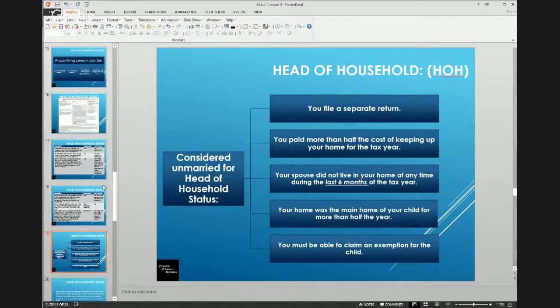Considered unmarried for head of household. In the event that a person is still legally married, they can be considered unmarried and still use head of household if the following are true. They're going to file a separate return. They paid more than half the cost of keeping up the home for the tax year. The spouse did not live in the home at any time during the last 6 months of the tax year. Your home was the main home of your child for more than half the year, and you must be able to take the exemption for the child. Doesn't mean that you necessarily do, it just means that you're qualified to take the exemption.